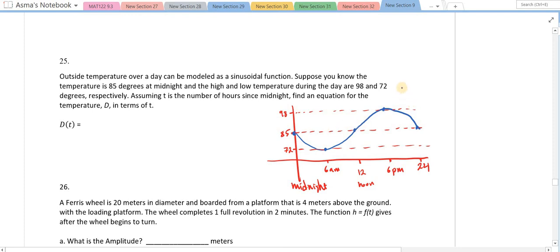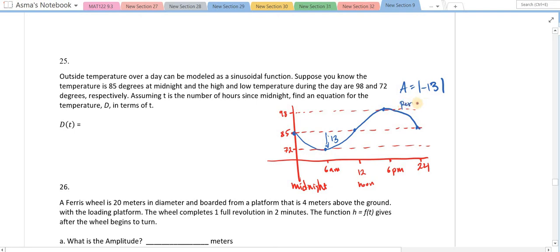This is a sine, but it's negative something sine, and I know because the graph goes down, it doesn't go up, so it is negative sine something. The amplitude is 13. If you find the difference between 85 and 72, the amplitude is going to be 13. So A is going to be negative 13, and I know it's negative because the function goes down and then it goes up again. And then I need to find the period.